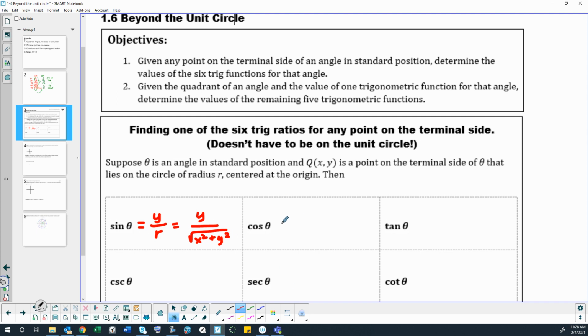So what is cosine? It's the same idea. Yeah, so x divided by the hypotenuse, which can be found by using Pythagorean theorem. Now the cool thing about tangent, we still got that one. Still y over x, because no radius r is involved, so all that matters is x and y.